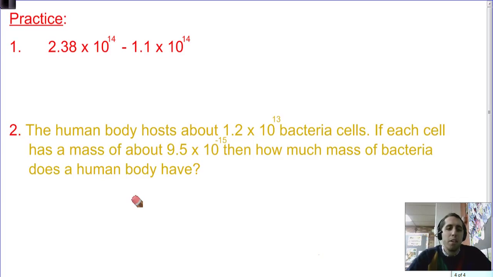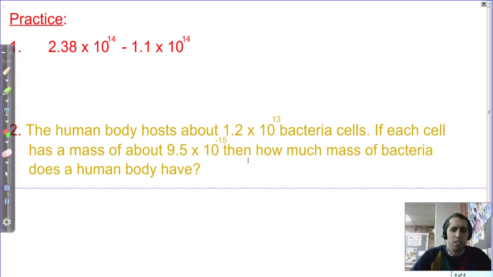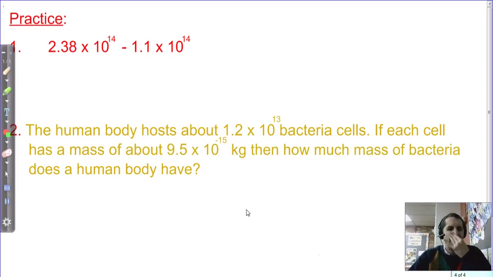Number 2 says the human body hosts about 1.2 times 10 to the 13th bacteria cells. That's a big number of bacteria cells because they're really small. If each cell has a mass of about 9.5 times 10 to the negative 15th, ooh, that should be kilograms. That's how many kilograms. I looked this up because I want these to be useful questions, not just fun questions, or not just annoying questions. Kilograms, and how much mass of bacteria does a human body have on average? We're just talking about just one example.